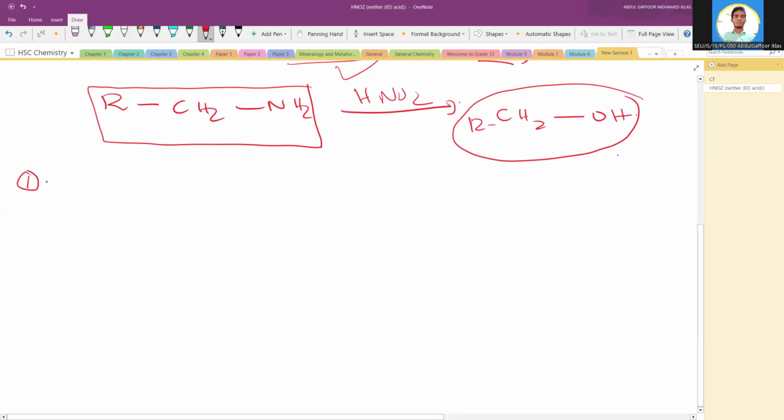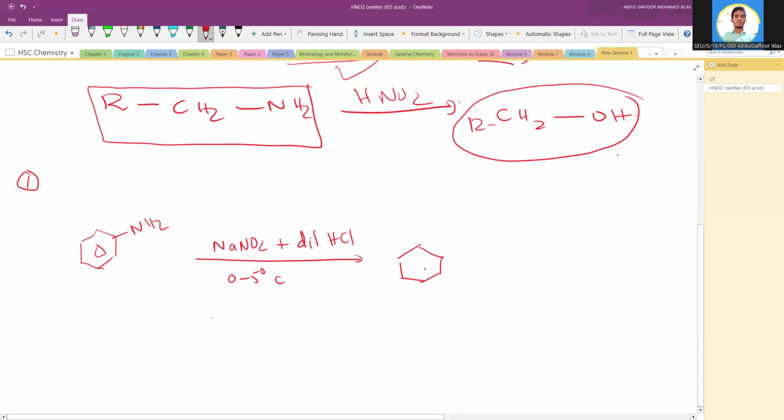Now I can give you the sentence format also, but if I draw this reaction, you might be able to interpret it, right? So let's say we have aniline, NH2. Now you put NaNO2, but compulsorily you have to put dilute HCl, and you have to keep the temperature at 0 to 5 degrees Celsius, right? So very minimal temperature. So you will produce this diazonium chloride.